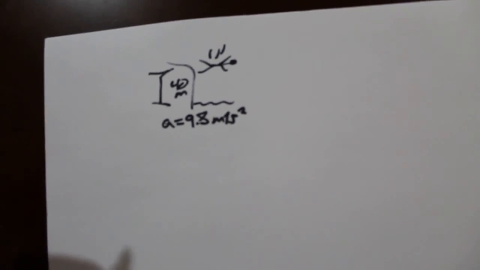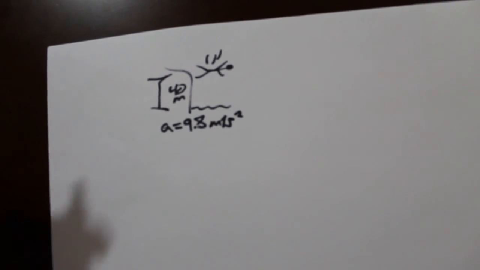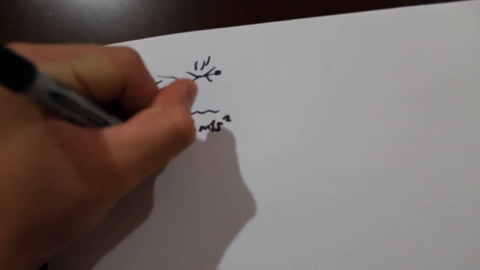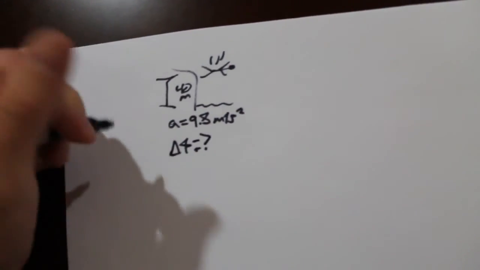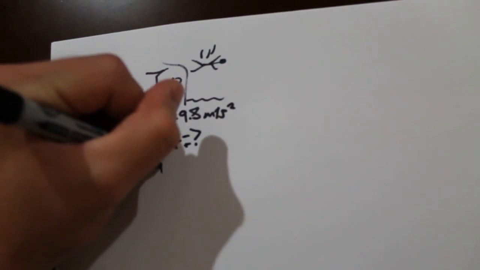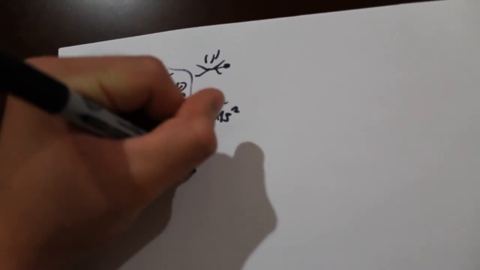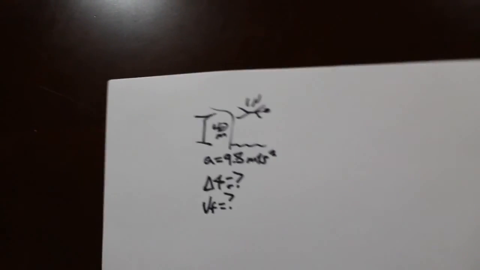So part A is asking for the change in time, and part B is asking for the final velocity. So we're going to start off with part A, looking at the time.